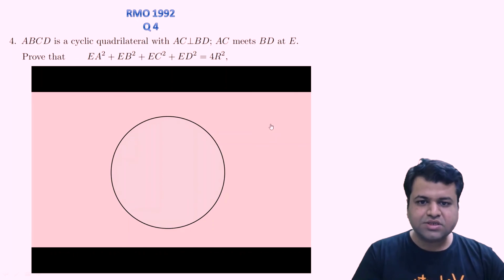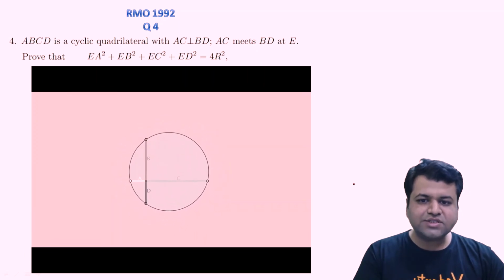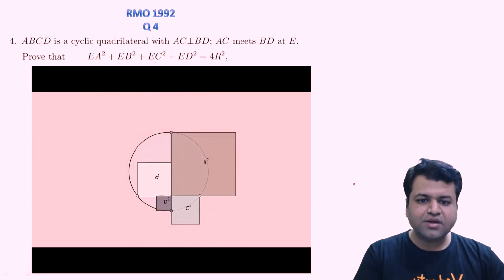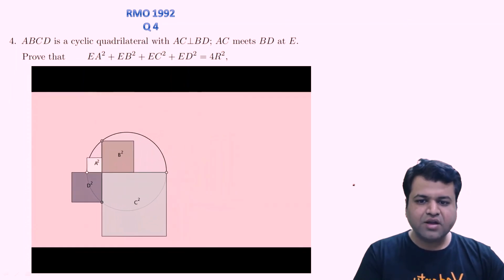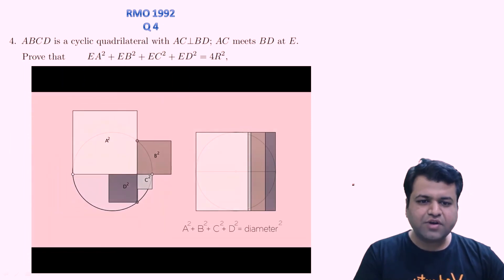All right, this is a circle in which two chords are perpendicular. Let's assume these are the two perpendicular chords which meet at a point E. Now we need to prove that EA square is basically a square that we can form on this segment. Let's assume the individual sides EA, EB, EC, ED to be a, b, c, d. Now EA square will be this square, and similarly let's plot all the other squares, EB square, EC square and ED square.